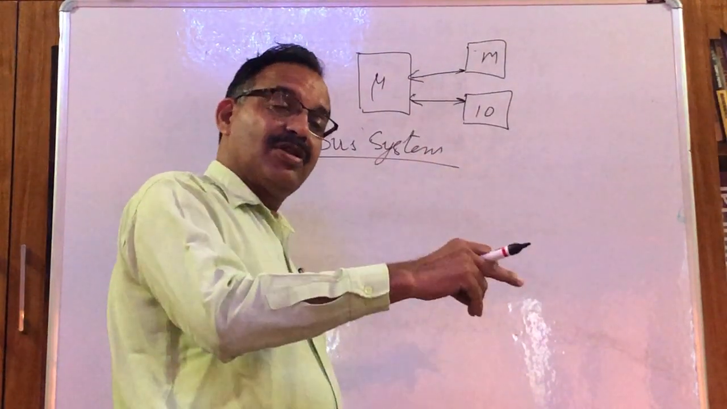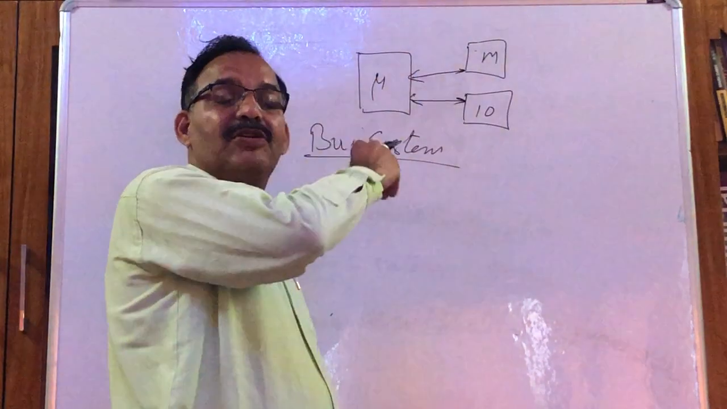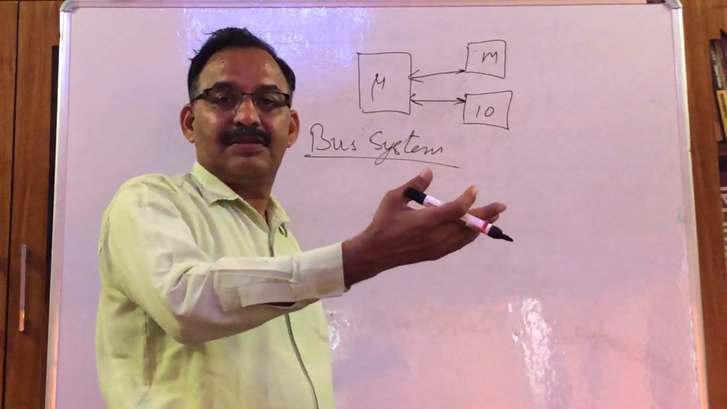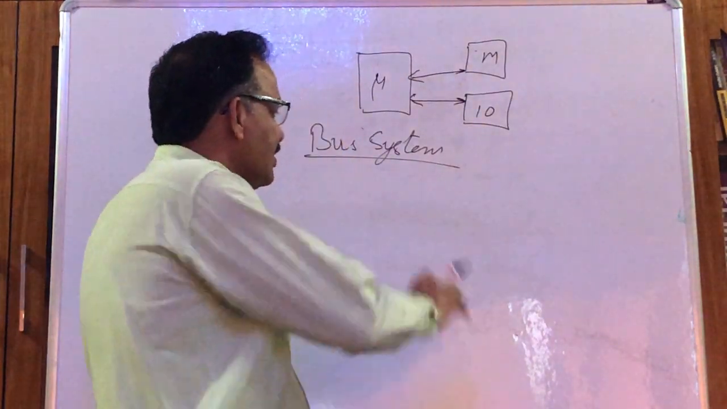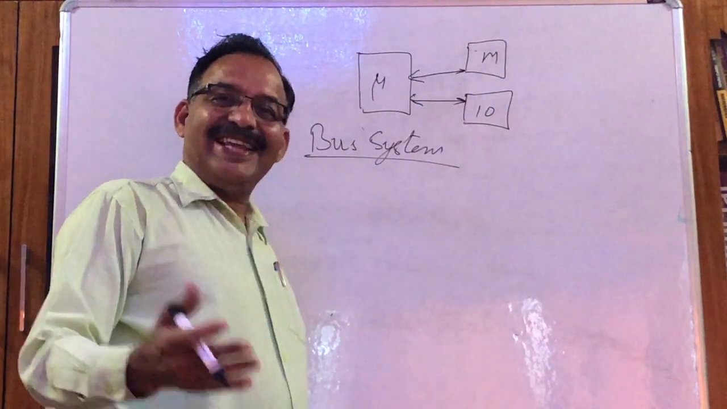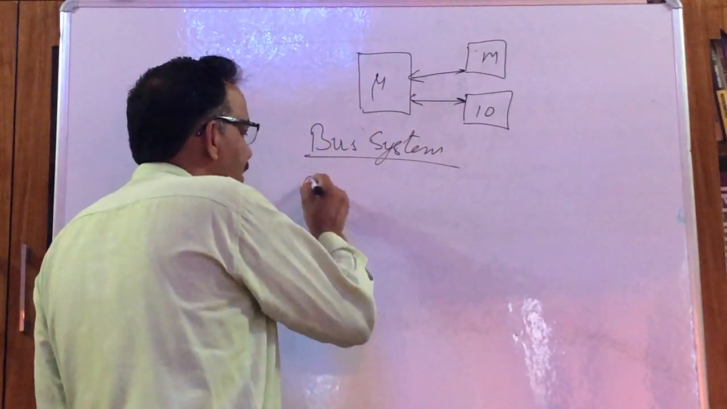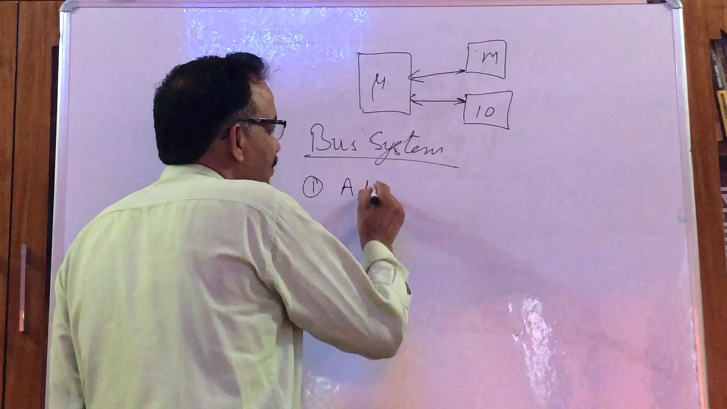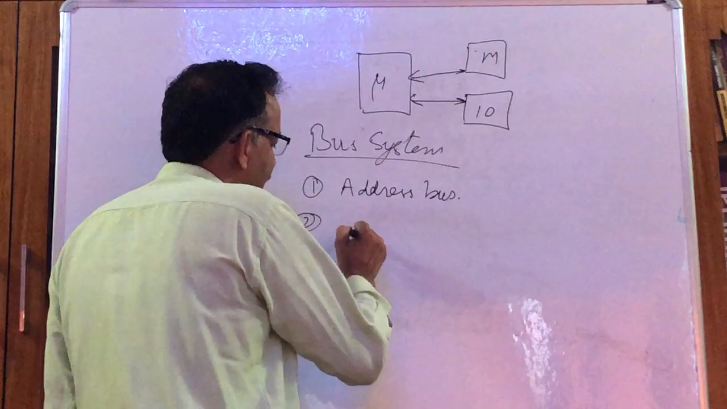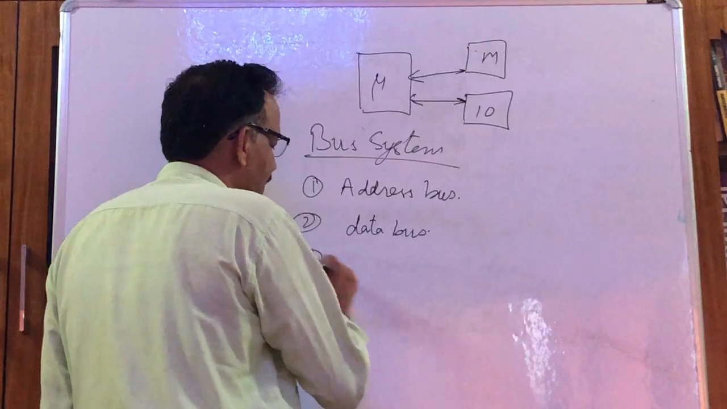Then and only then will the data from that register be sent to the microprocessor, again over another type of lines. Hence, you can say the bus system consists of different types of information carrying buses or lines, and they are termed as first the address lines or the address bus, second the data bus, and the third, that is the control bus.